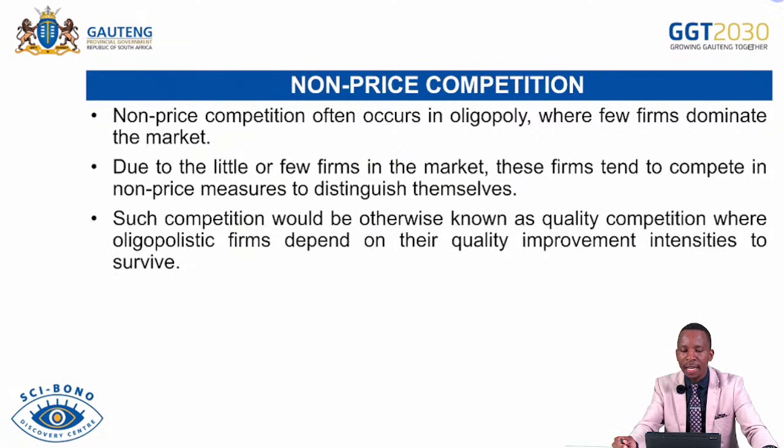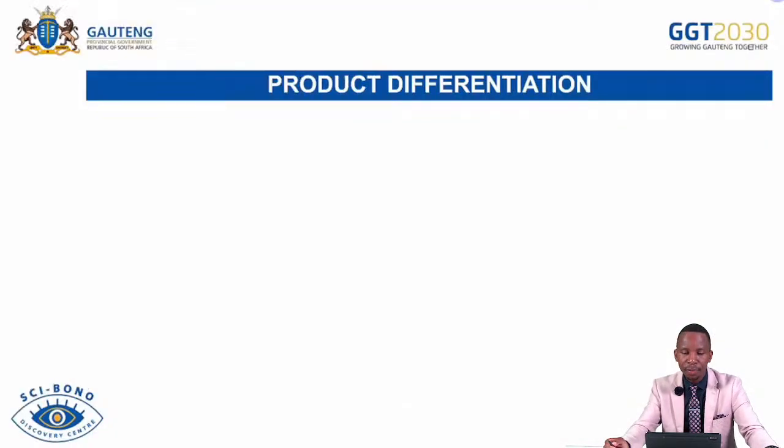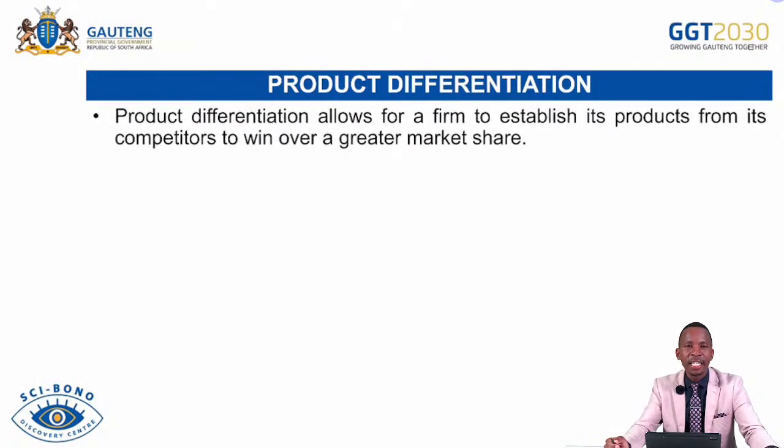Such competition is otherwise known as quality competition, where oligopoly firms depend on intense quality improvement to survive. They depend on what they can do best in order to survive in the market. They don't depend on manipulating the price. So we have product differentiation. Firms in here differentiate their products, making their products not exactly the same. So product differentiation allows a firm to establish its product against its competitors to win over a greater market share. So these products are developed in the sense that they are not the same, they are differentiated.